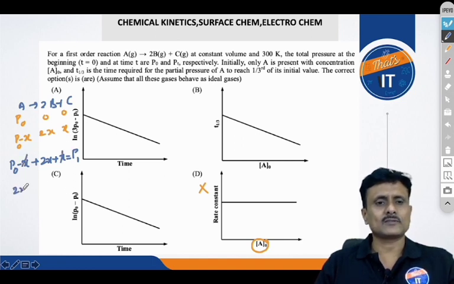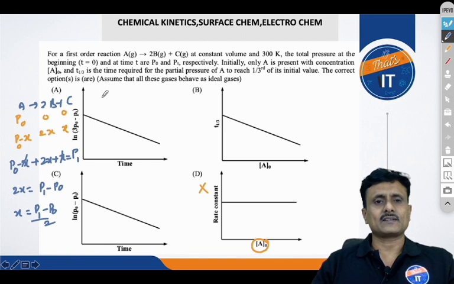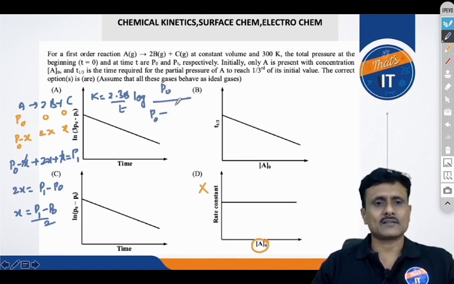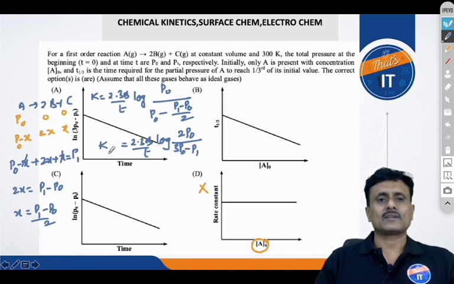So you got 2x equal to P1 minus P naught, so x equal to (P1 minus P naught) by 2. So when you write the expression for k equal to what? k equal to 2.303 by t log of initial value P naught by (P naught minus x), that is P naught minus (P1 minus P naught) by 2. So you have to simplify this, isn't it? So you got this as 2.303 by t log of 2P naught upon (2P naught plus P naught), that is (3P naught minus P1), equal to k.